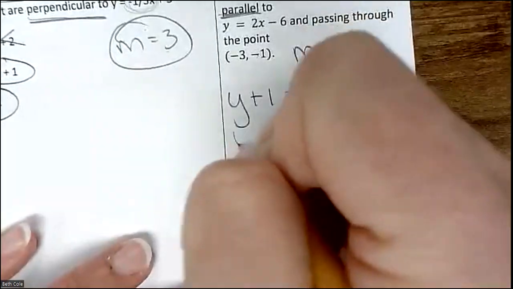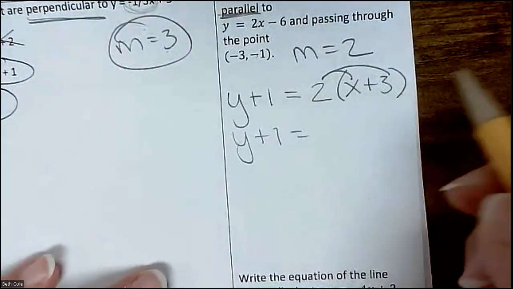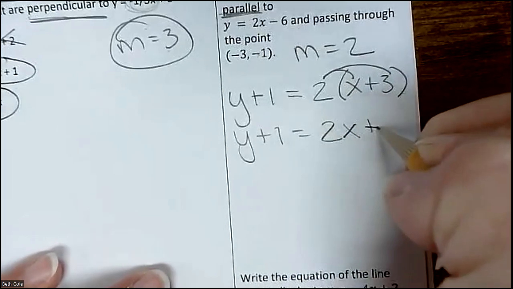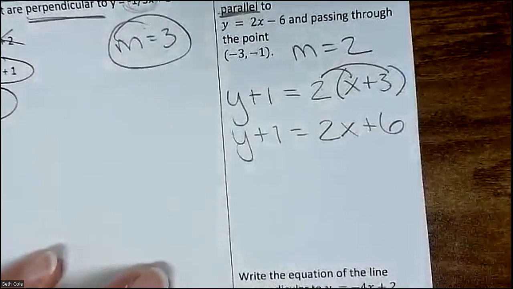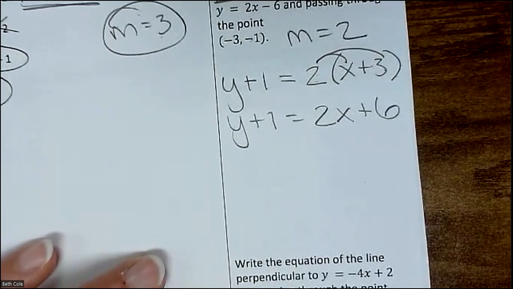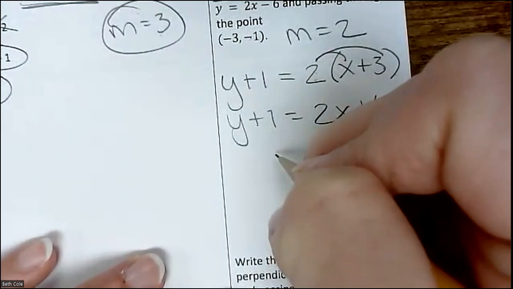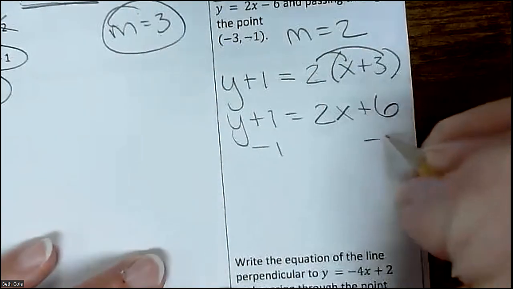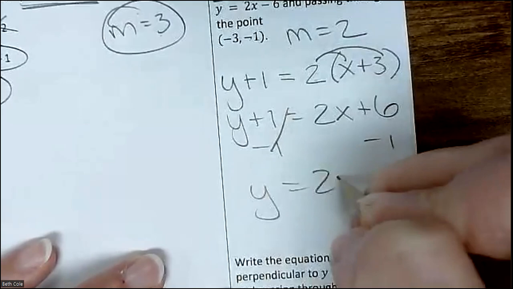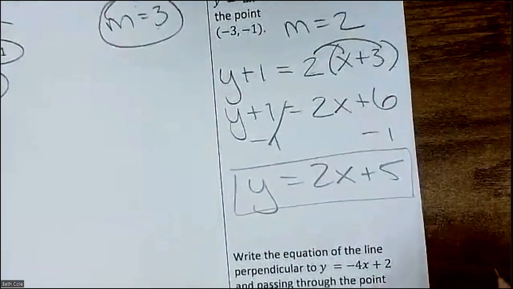Now you have 2 more steps. You have to distribute the 2. What would that give you? 2x plus 6. Good. Well, you got to get it set up before you can do that step. If you can't get it set up, you can't get there. And then what's your last step? Subtract 1. y equals 2x plus 5. Good. All right. And then last one.